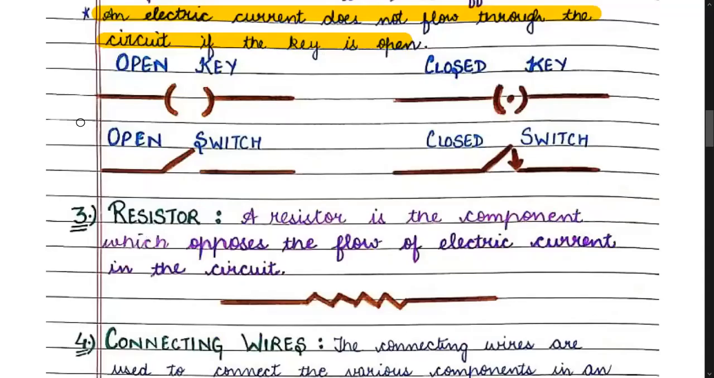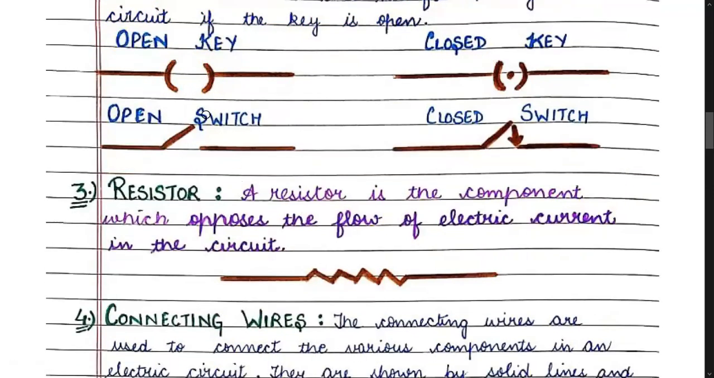The symbolic representation of an open key is, you just have to make brackets. The bracket represents the open key. And if we put a dot inside the bracket, it represents a closed key. Open key means no current is flowing in the circuit. Closed key means current is flowing in the circuit.